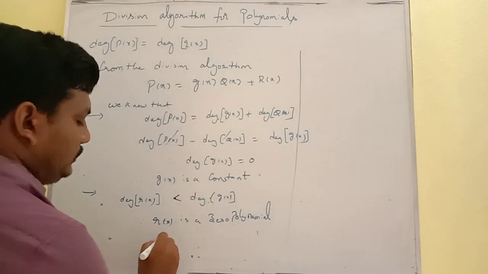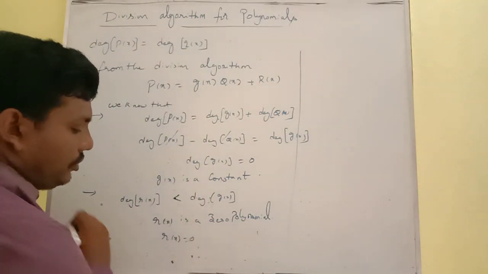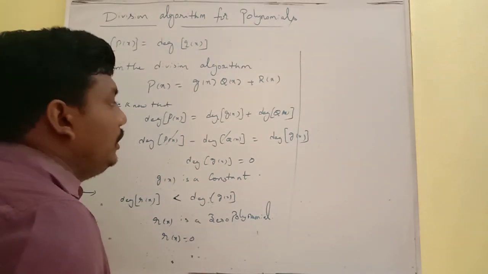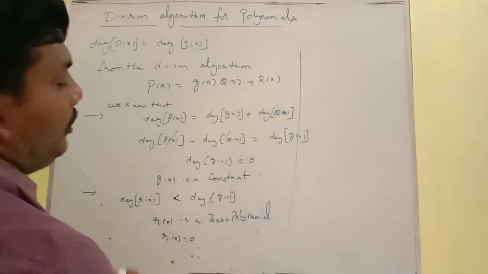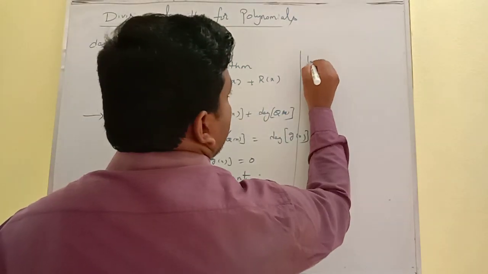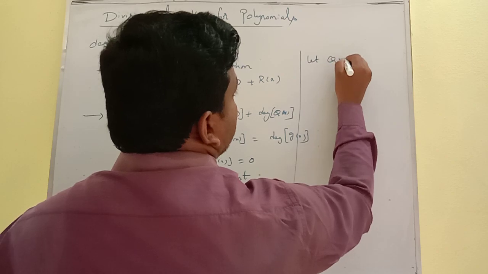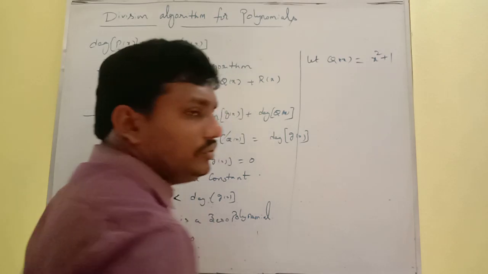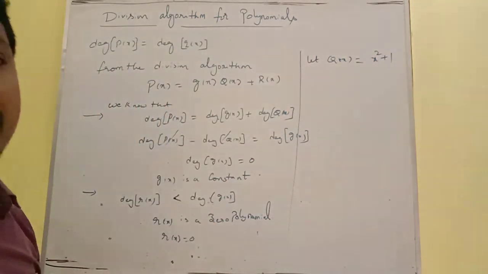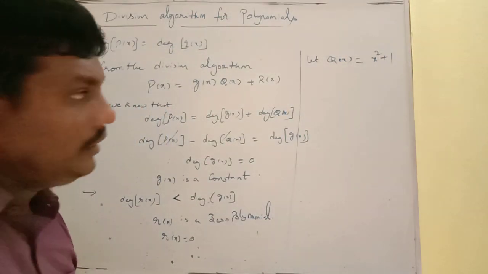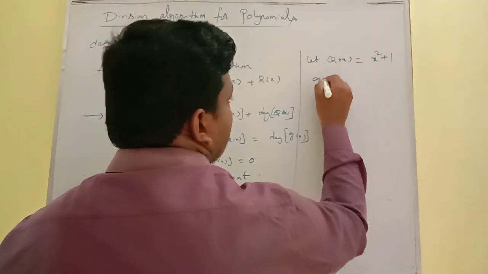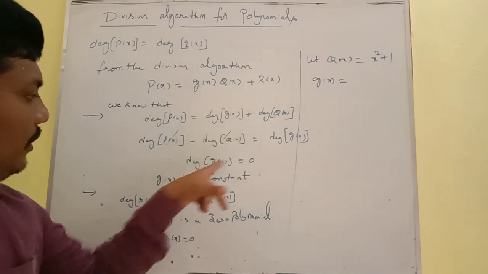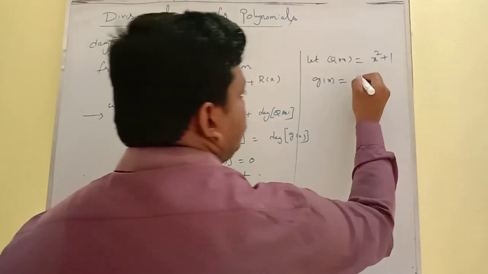Now we have to give examples for this. This is the 0 polynomial, that is, r of x must be 0. Now we have to consider any polynomial q of x. First let q of x be x square plus 1. You can take any polynomial; I am taking a degree 2 polynomial, x square plus 1. Then what about g of x? g of x must be a constant. Constant means I am taking 2.